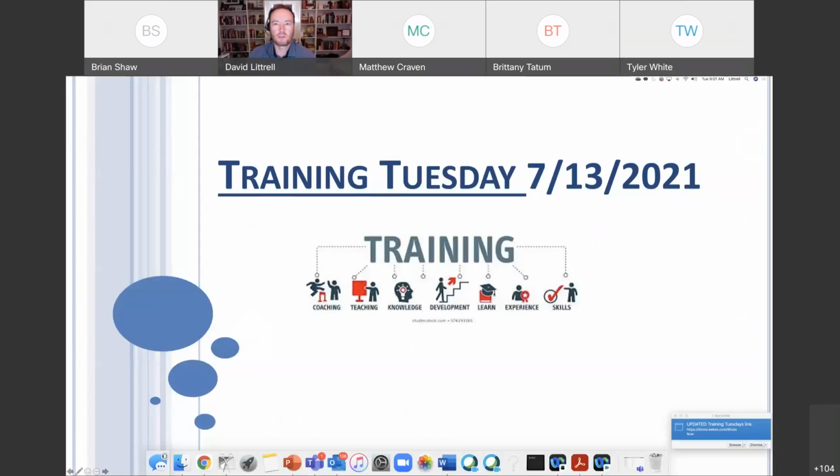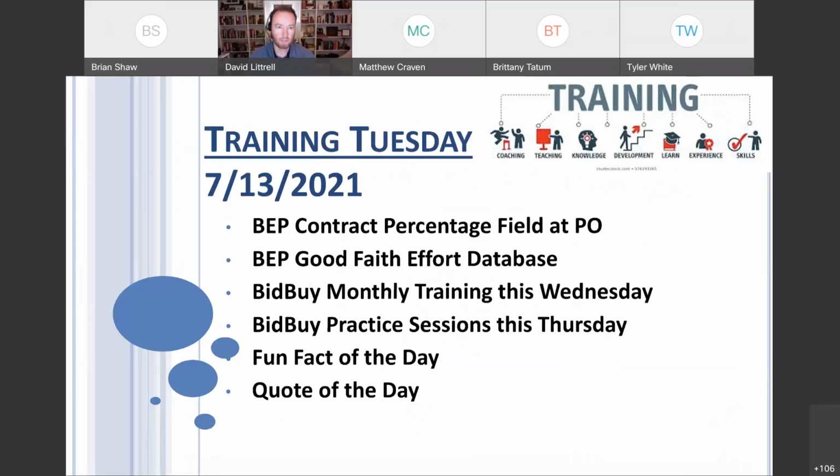Okay, so for today's edition of Training Tuesday, we're going to talk about the BEP contract percentage field at PO. That is now a required field. We talked about it last month, but we'll go back over it now that it is a required field in BidBuy. Then the BEP good faith effort database, which is adding on to what we talked about last week with the CPO notice 2022.01 regarding this BEP good faith effort database. Then we'll discuss our BidBuy monthly training, which is this Wednesday, and then our BidBuy practice sessions, which will be the following day. Then the fun fact of the day and the quote of the day.